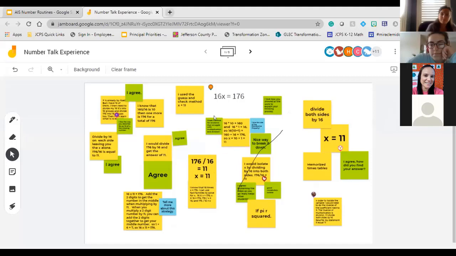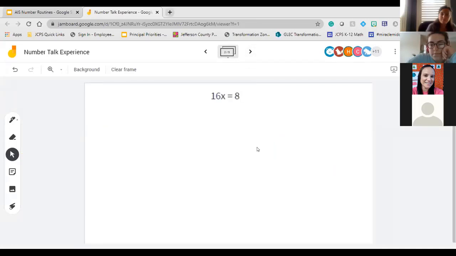All right, so I really love this strategy that Kathleen did. I'm hoping that maybe some of us try that on the next prompt. So here's our new prompt. We have 16x equals 8. I'm going to give you a couple of minutes to use your yellow Post-it to provide your answer and your reasoning. And then once you have yours posted, please use the green Post-its to respond to others.